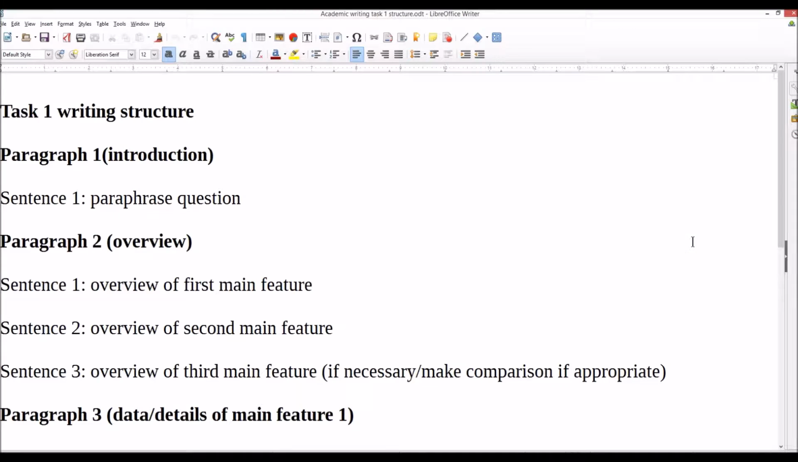For today's lesson, we're going to take a look at IELTS Academic Task 1, a graph. I've got an example and a structure, etc. So let's go behind the screen and we'll take a look. So let's take a look at Academic Writing Task 1.